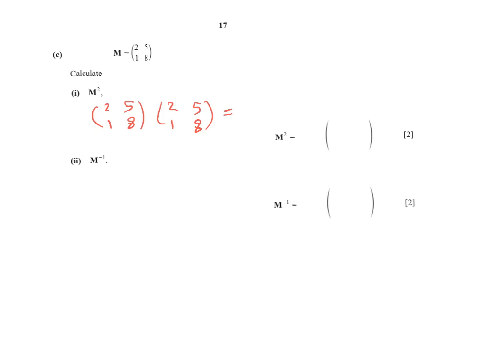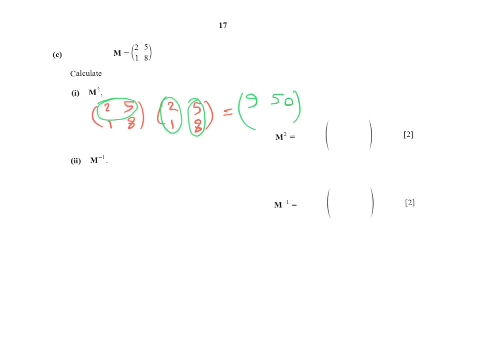First row times first column. 2 times 2 is 4, 5 times 1 is 5, 5 plus 4 is 9. So the first element is 9. The same for the first row times the second column: 2 times 5 is 10, 5 times 8 is 40, 40 plus 10 is 50. So the second column is 50.